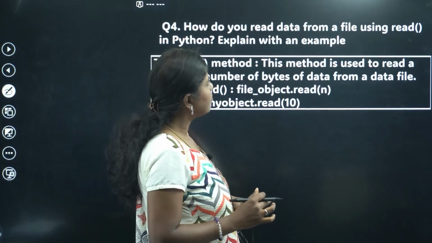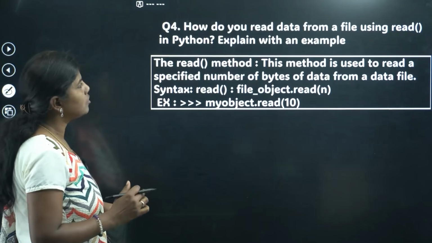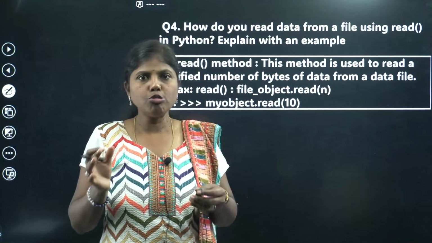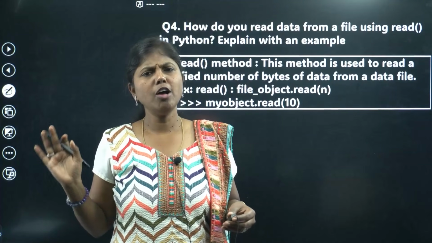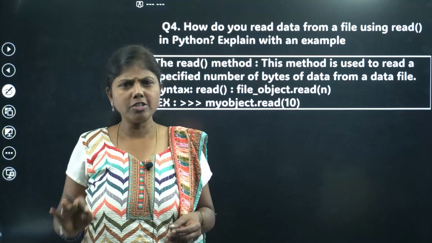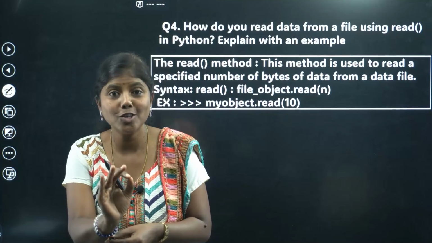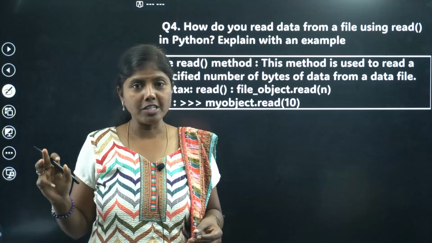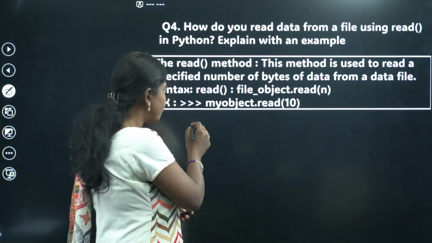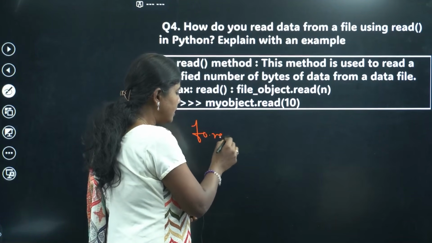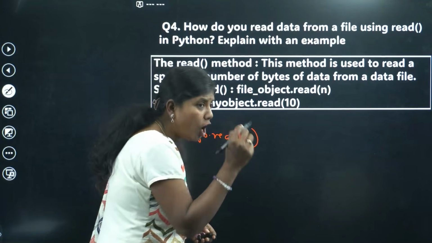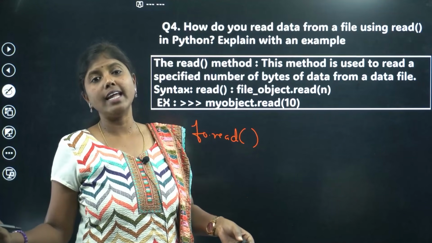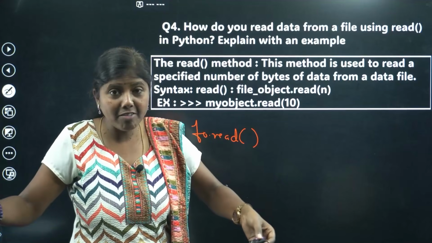How do you read data from a file using the read function in Python? Explain with an example. I just want to read the contents of the file. There's a function called read function; I have to call it. How do you call it? File object dot read function. That's the reason I told you about the file object and the open function. How much to read? I have not given any number, so the whole file, the entire file, will be read.